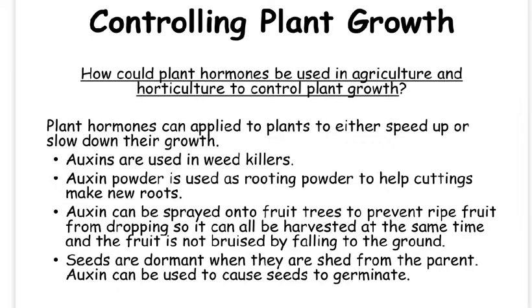Again, auxin can be used to control the dormancy of seeds. Seeds are usually dormant when they are shed from the parent plant. This stops them germinating at the end of summer, as new plants may not survive a harsh winter. However, if commercial growers want to germinate seeds in greenhouses during the winter, applying auxin can break the dormancy.